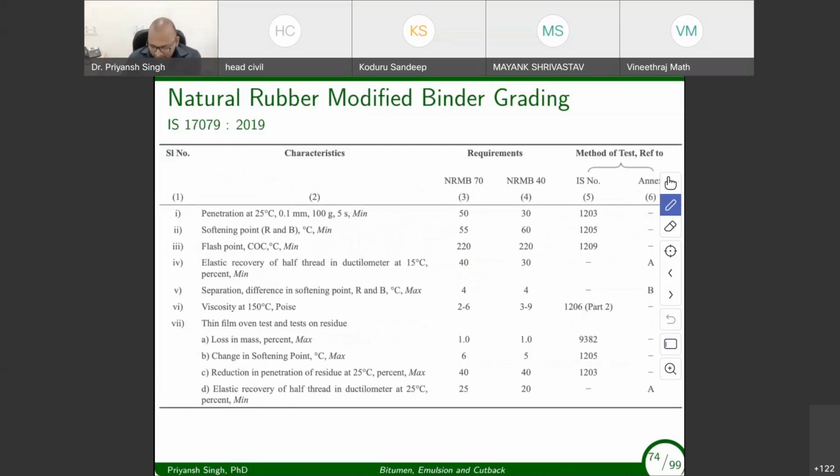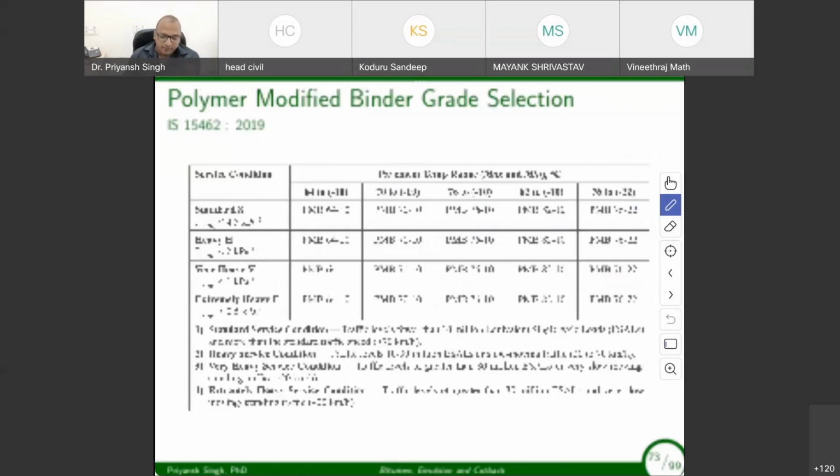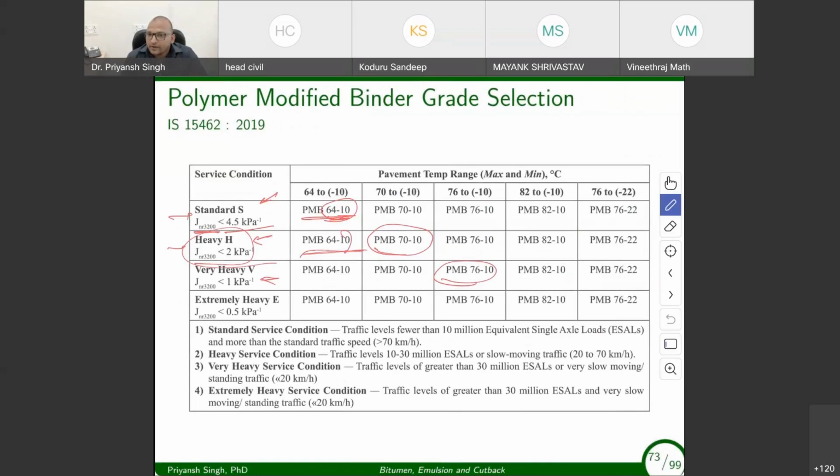Now, previously, before the revision of 2019, the code which gives the gradation of polymer modified binder had two components: one to give the PMB grading, and second to give the CRMB or NRMB gradings. But in the 2019 revision, these are split into two different codes. One suggests the grading of polymer modified binders, and the second suggests the grading of rubber modified binders. If you remember, there was a special publication from IRC, IRC SP53, which also combined these two gradings in a single code.